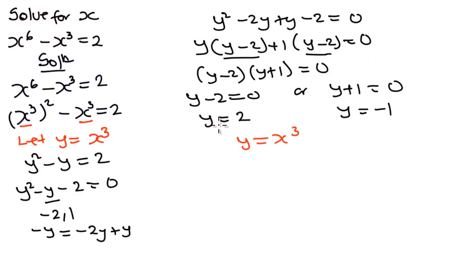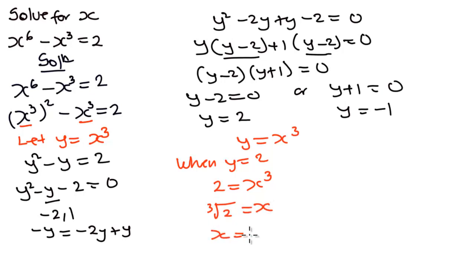And so let's consider when y is equal to 2. So when y is equal to 2, we are going to have 2 to be equal to x cubed. From here, you want to make x the subject, so you are going to take the cube root of both sides. So you are going to have the cube root of 2 to be equal to x. And so x is equal to the cube root of 2.